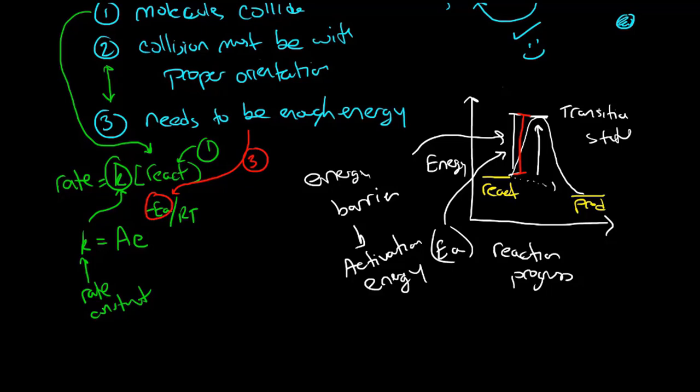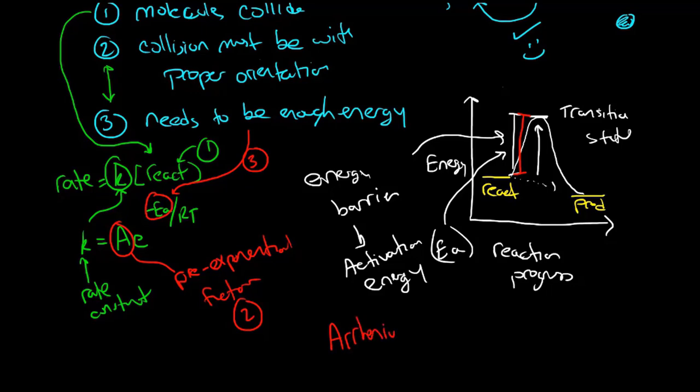And as it turns out, this term right here is known as the pre-exponential factor. So this pre-exponential factor is where the collision orientation comes into play. The larger this pre-exponential factor is, the more likely it is the molecules will collide with the proper orientation. So this equation is known as the Arrhenius equation. And the Arrhenius equation is a really important equation to understand chemical kinetics, and it's going to be the focus of the next lecture.